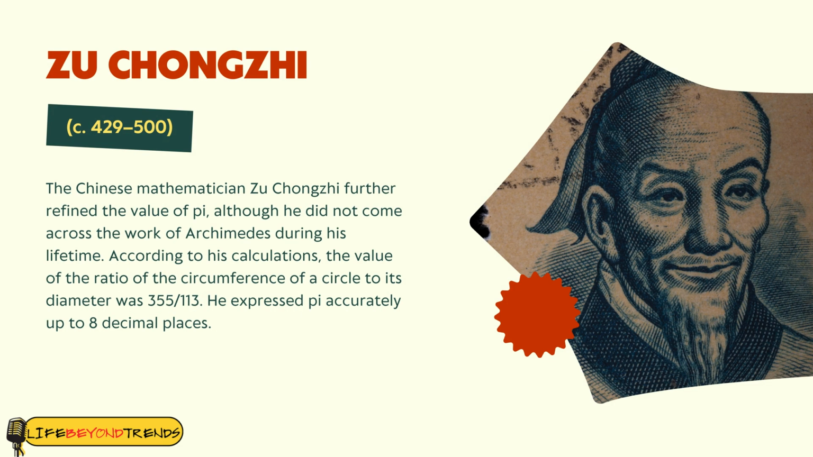Pi's journey doesn't end there. In the Far East, in the 5th century, Chinese mathematician Zu Chongzhi zoomed in on pi's precision, determining it to be accurate up to 8 decimal points, a calculation that remained the most accurate for nearly a millennium. His method, though not fully documented in surviving texts, is believed to have employed principles similar to the methods used by Archimedes.